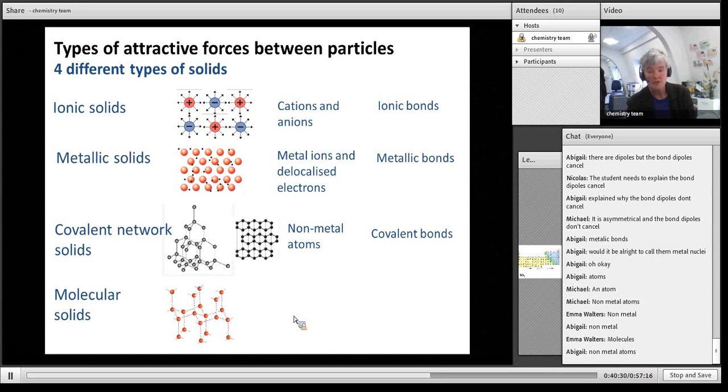Okay, they are molecules. So Abigail, it's non-metal atoms for covalent, but it's molecules. I know molecules are made up of non-metal atoms, so in a way you are correct. But we're going to be looking at the particles and the attraction between the particles. And what determines the property is going to be the attraction between the molecules, not the covalent bonds. So the molecules are the particles, and it's the forces between the molecules that give it its properties.